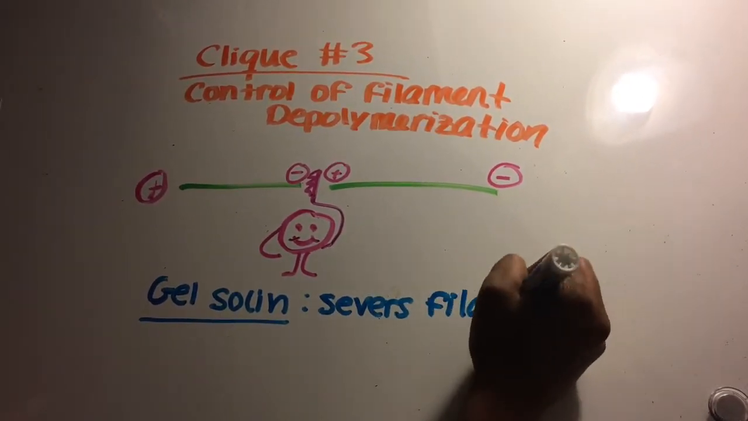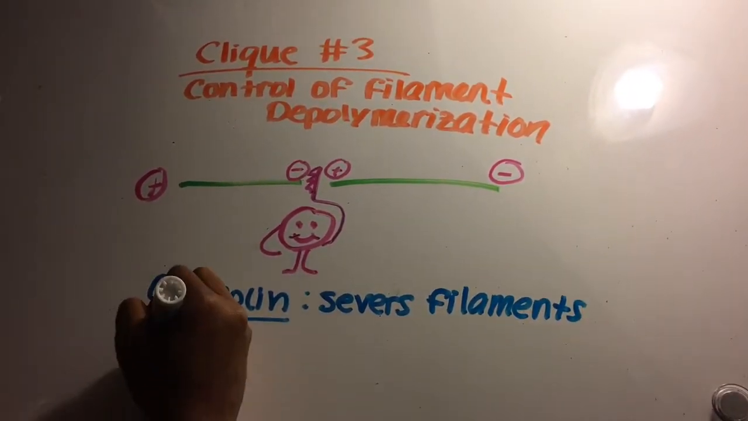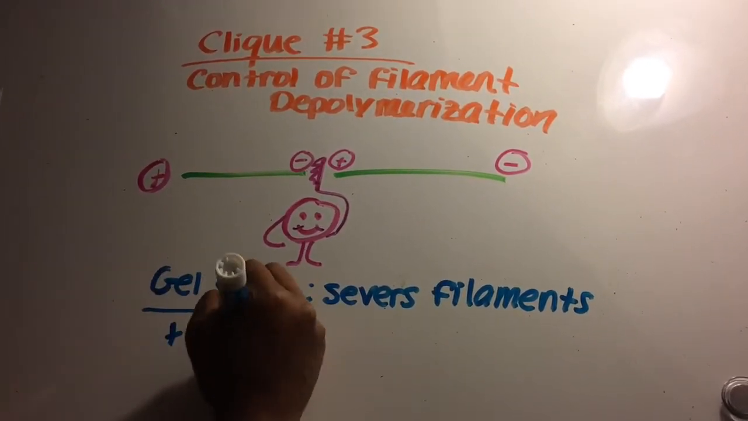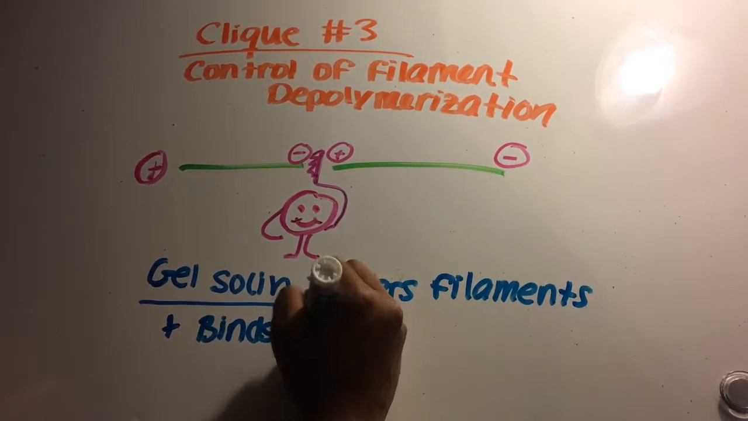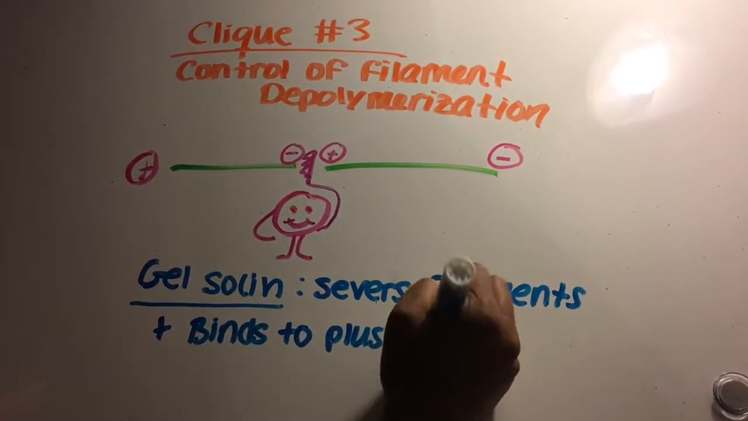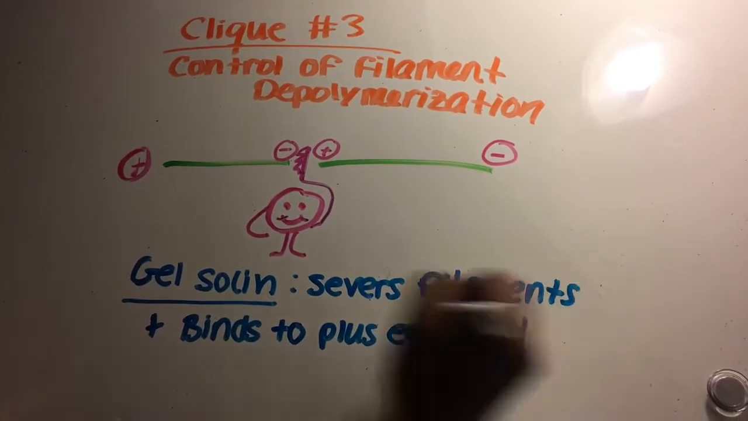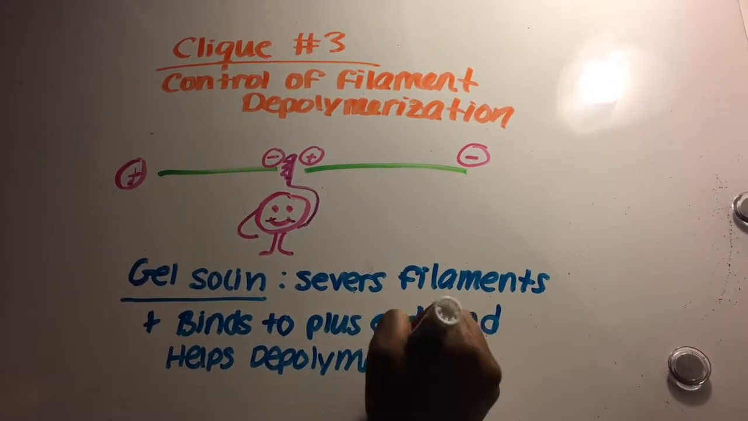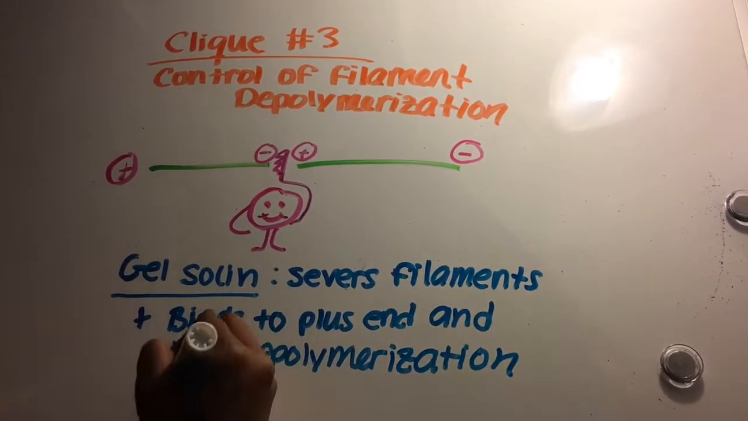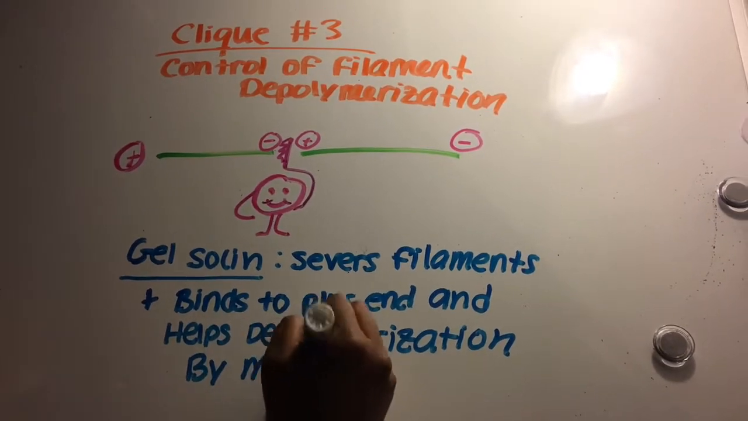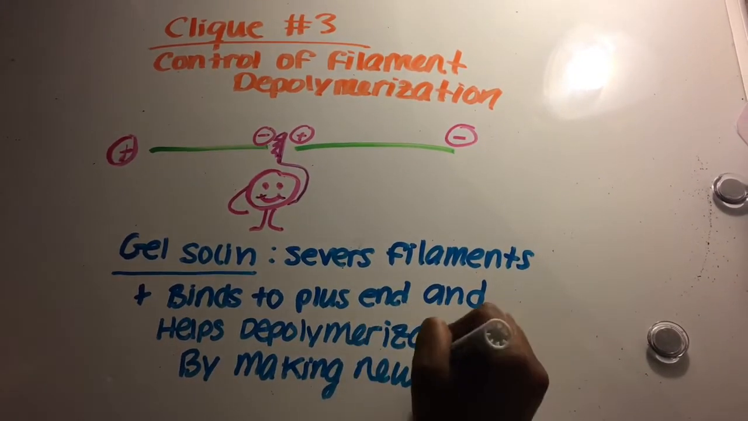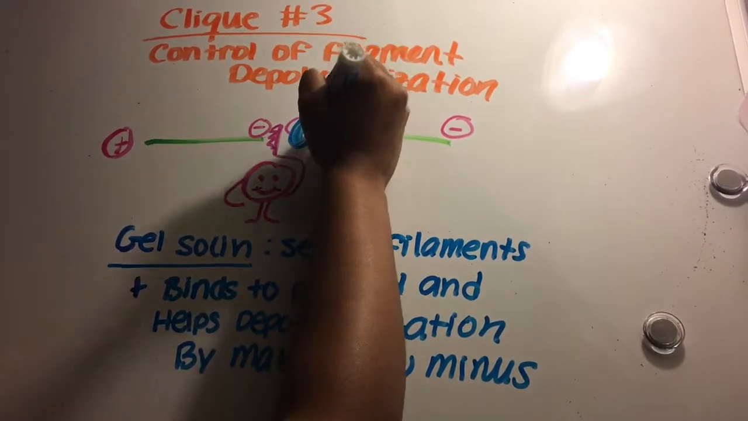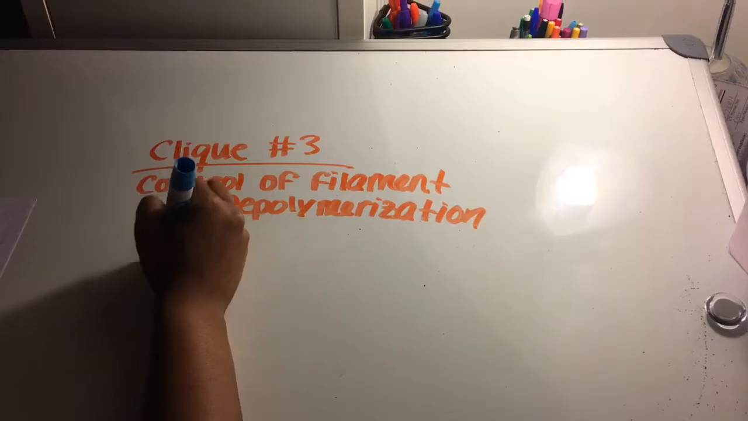But this also is why it helps depolymerization and is in this group of depolymerization, because it makes a new minus end as well, and this is going to help facilitate and encourage depolymerization of the actin filament. So yeah, and that's pretty much it for this protein. Super cool. I'm going to go ahead and draw in the capping protein to kind of show, there we go, right there, that's why we don't have polymerization.